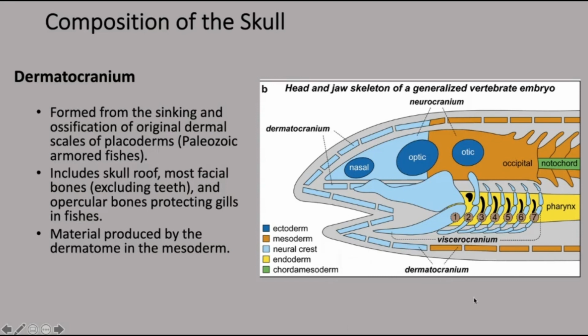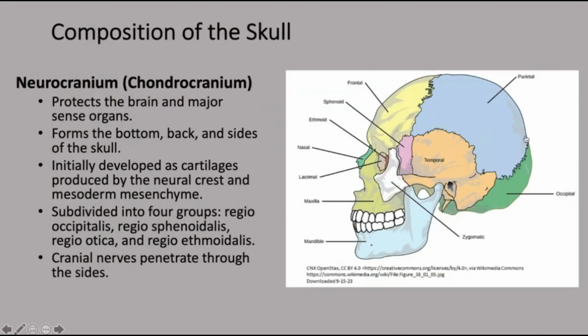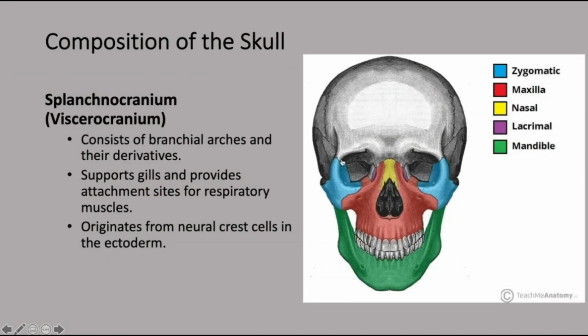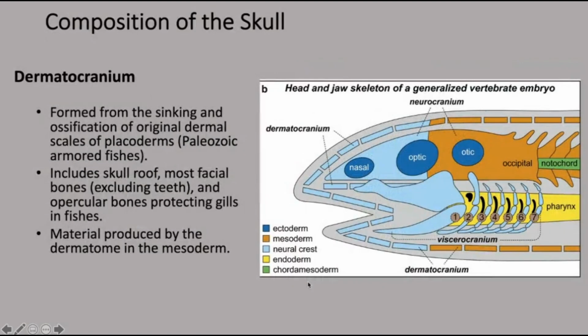So when you think of us as humans, we have our neurocranium at the top of our head, right? So we just have it in this area, right? And then we have our viscerocranium for the bottom half of our face. But fishes, they have a dermatocranium right over here, as you can see. So all the blue parts are the dermatocranium.